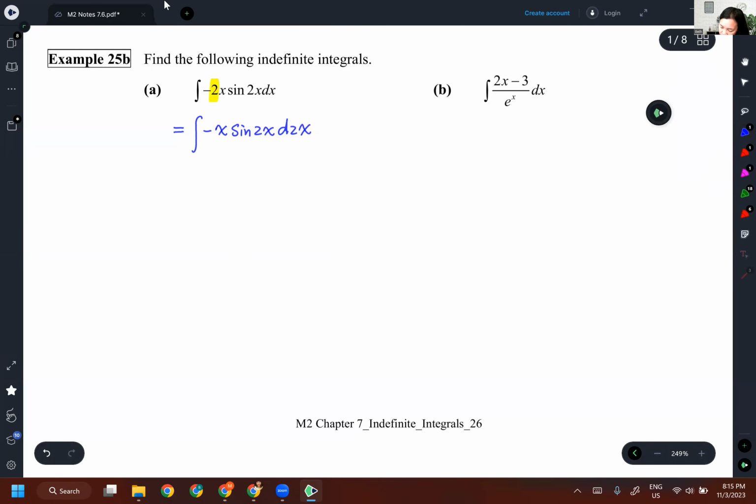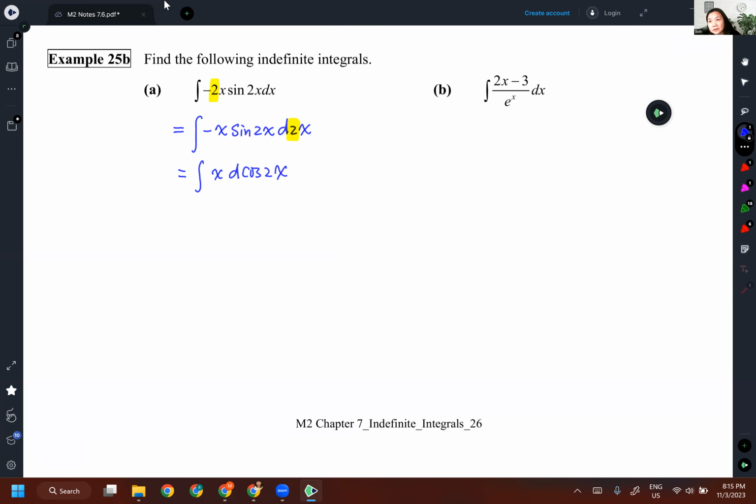Here 2 is moved inside. Okay. And then x, we cosine 2. Okay. Now here, this is the integration by substitution, but also here it's called integration by parts.